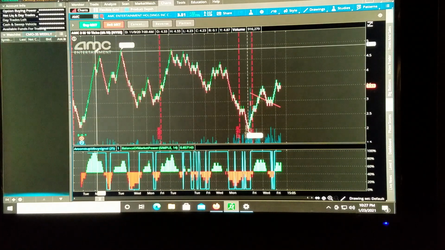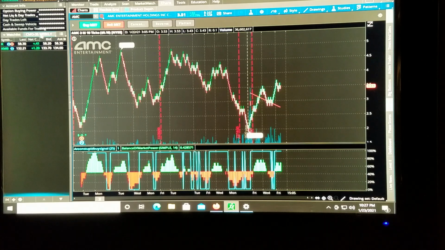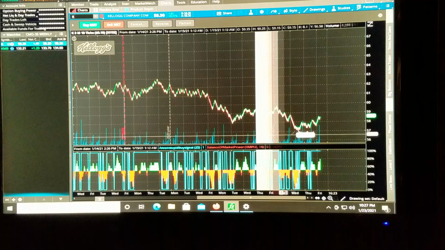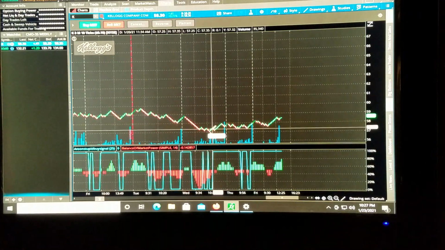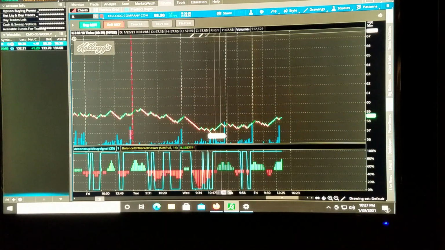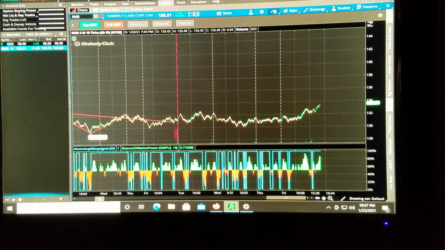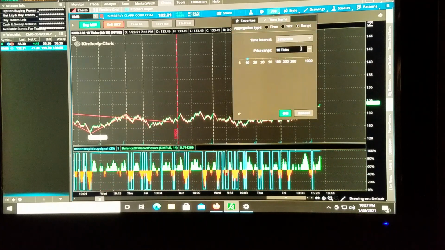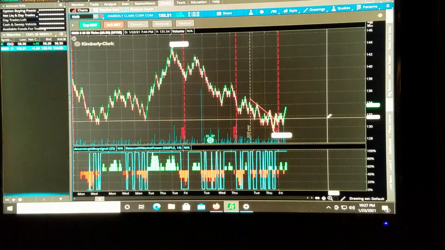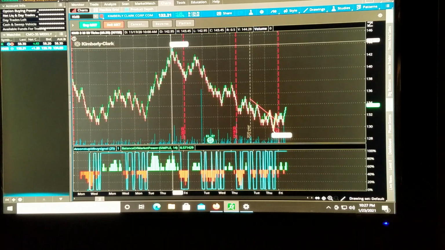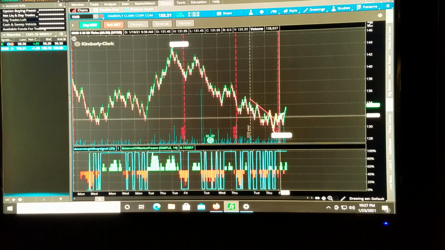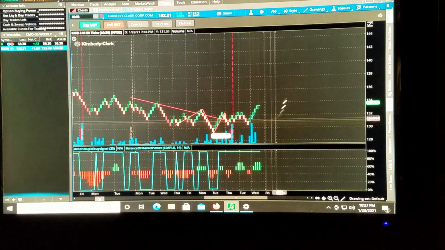Alright, let's see. CMO, -35 on the weekly. We've got Kellogg's. Recently hit its bottom, so we know that it's going to be going back for a new high. And KMB. Let's change that to a 50-tick. Much better. Here's our high. Here's our low.